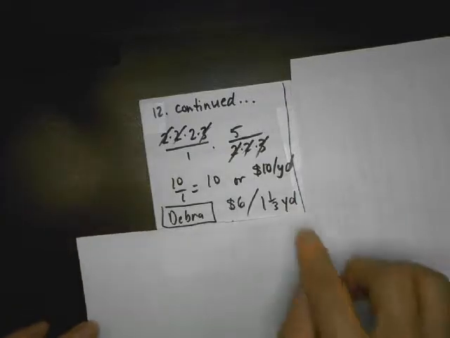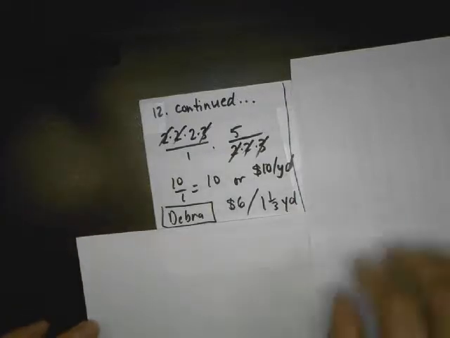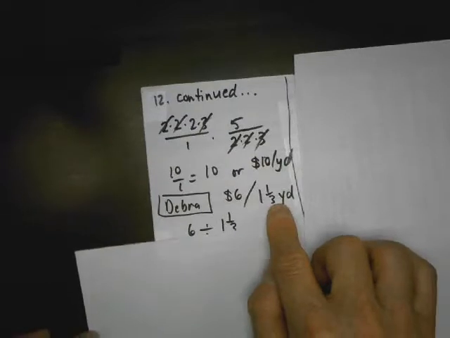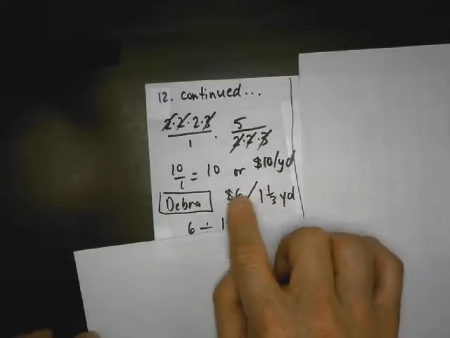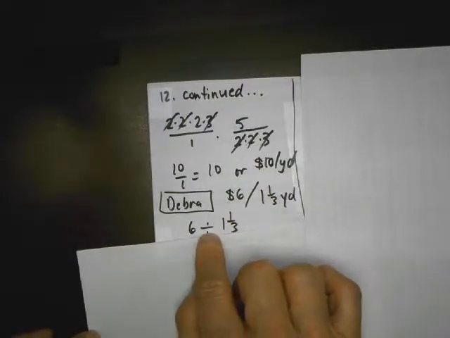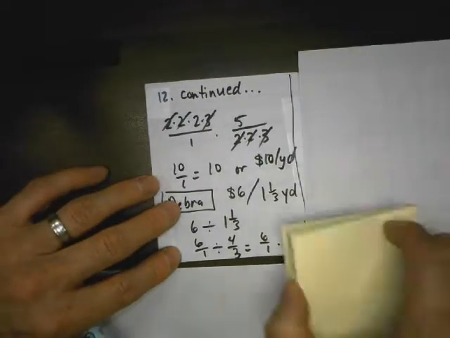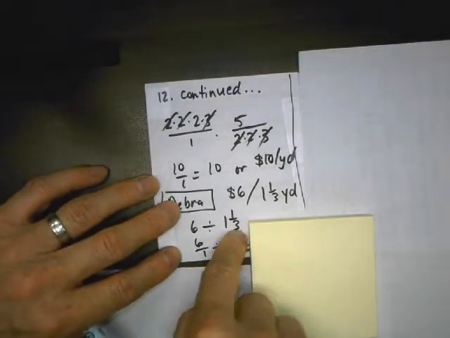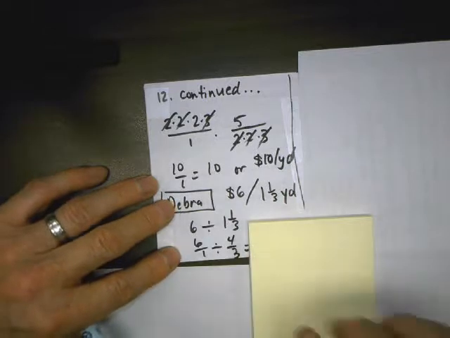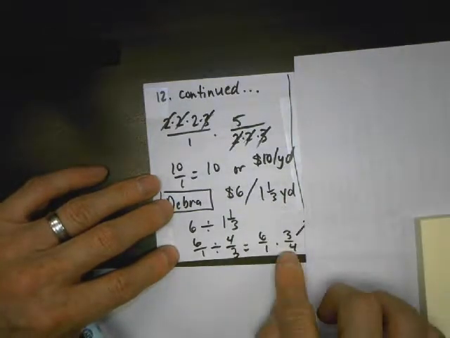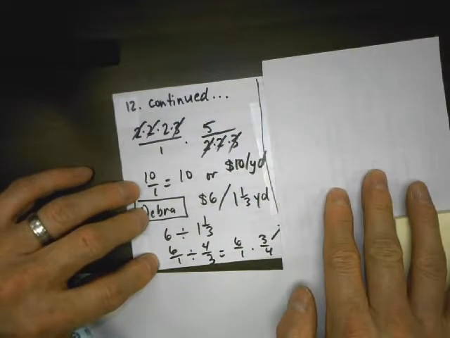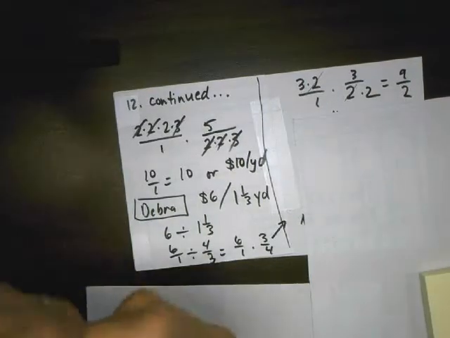So next we have Deborah. Deborah is doing $6 for 1 1/3 yards. That means $6 over 1 1/3 yards. This is another way to say over. You can write it this way, which is division. So you're going to make the 1 1/3 into a fraction. Again, multiply 3 times 1 and then add 1 to get 4/3. Keep the same bottom number. Multiply by reciprocal. Factor trees, cross out your 1's.